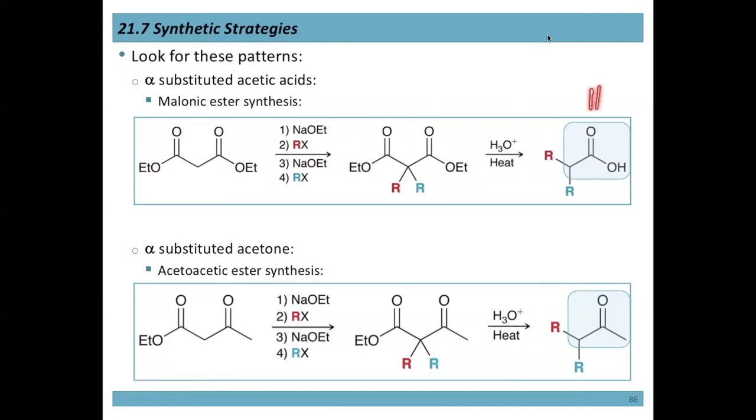So if you had a question that asked you to make this product here to the right, you look at that and hopefully you'd be able to identify that that is just an alpha substituted acetic acid, or ethanoic acid. And that would occur through the malonic ester synthesis. If you look at the bottom here to the right, we have an alpha substituted acetone. And that alpha substituted acetone comes from the acetoacetic ester synthesis. Both of those use the dialkylation route.